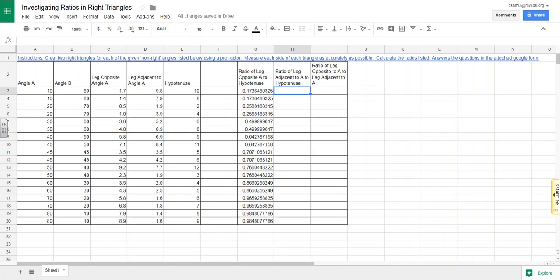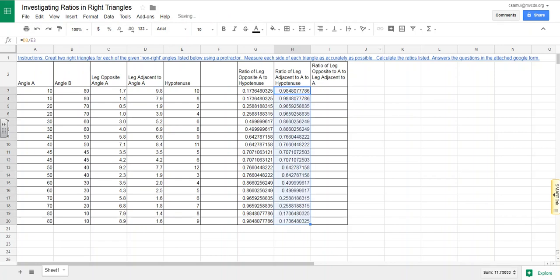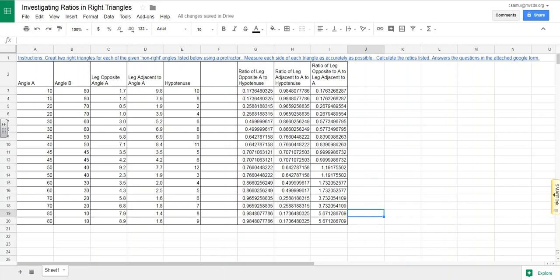And then we can do the same thing for the ratio of the leg adjacent to A and the hypotenuse. So I can pick D3 and divide it by E3, and it calculates that. And then I can calculate the ratio of the opposite divided by the adjacent. So that's pretty convenient. Now we figured out all these ratios, and Sheets nicely filled in the columns for us using the equation that we created.